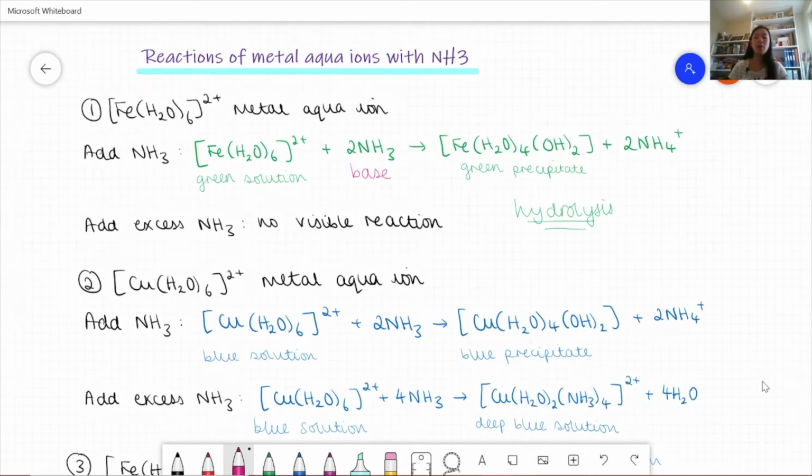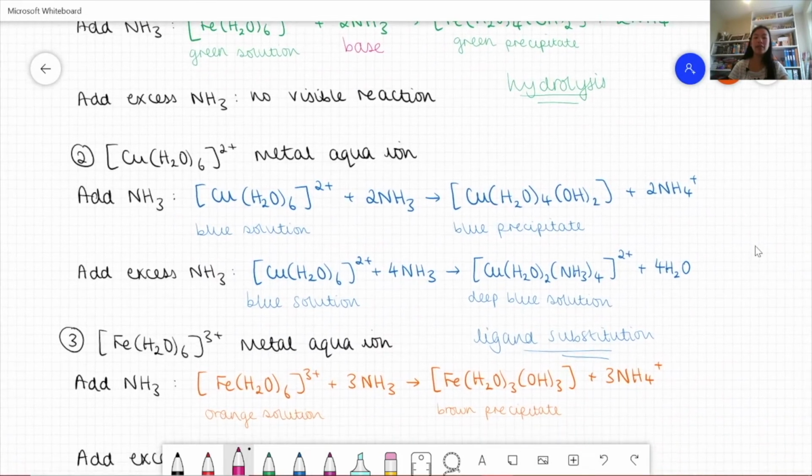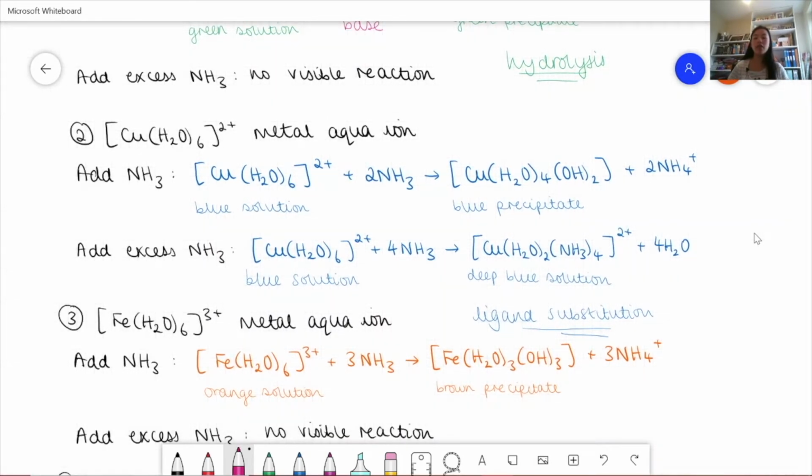If we look at copper, we have a similar thing. When we add ammonia to it, we get a hydrolysis reaction where the ammonia is acting as a base, so it's accepting two of the H+ from two of the water ligands to form two NH4+ ions. However, what's different is that when we add excess ammonia, the blue precipitate which is formed actually redissolves.